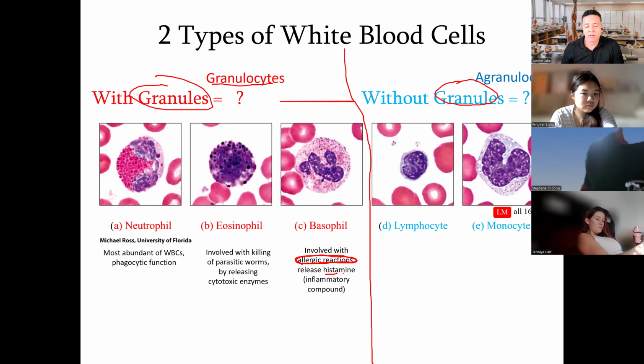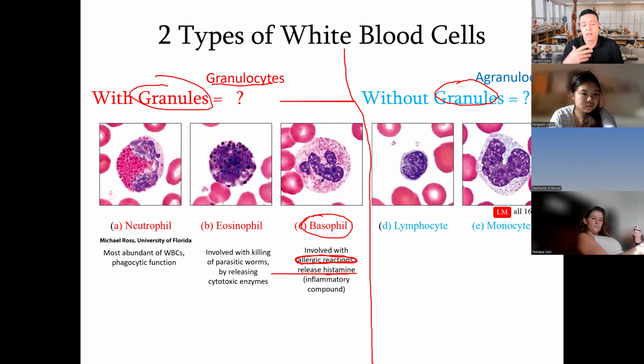Guys, if you have an allergy to anything, these are the cells to blame. Because when you have an allergic reaction to something, this means your immune system is hyperactivated. In the process of activating the immune system, the basophils send a chemical out called histamine. The function of histamine is to alert the immune system of something wrong in our body.